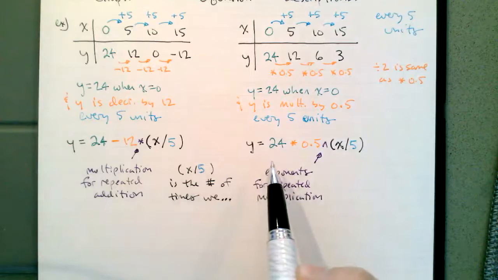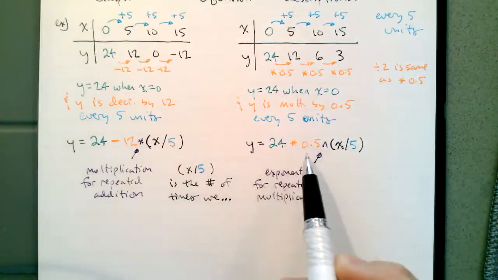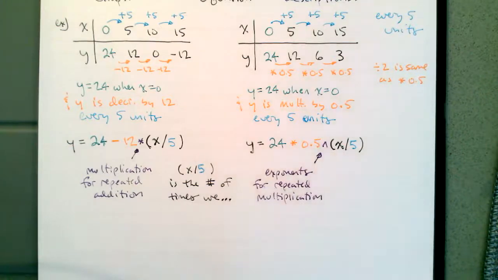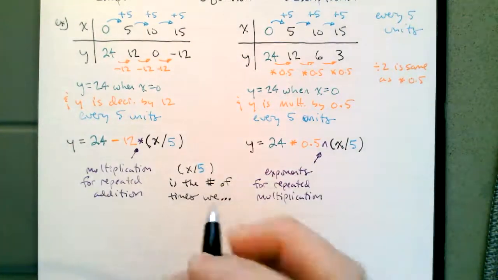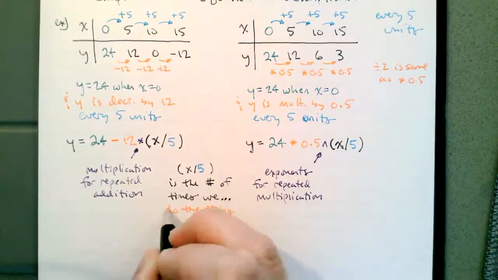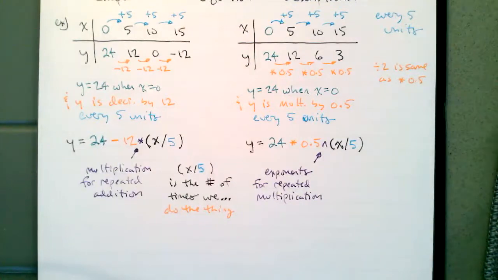On the right side, the thing that we're doing is multiplying by 1/2, and we use an exponent because the number of times we're multiplying by a half is x over 5. X over 5 is the number of times we do whatever we're doing. X over 5 is the number of times we do the thing, which is either subtract 12 or multiply by 0.5. Let's leave it this way.